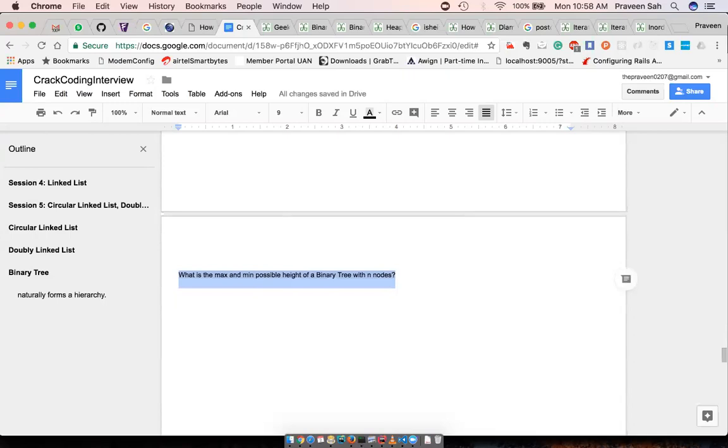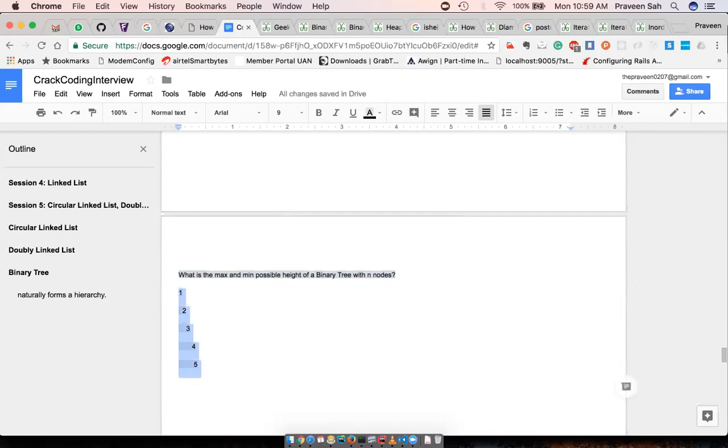Maximum of n minus 1. Maximum height will be n minus 1. In that case, all the nodes will be in a straight line, like a root has a right child, which has a right child, which has a right child. Every node has at most one child, no one has two children. In that case, we'll have a very skewed tree. Something like 1, and then 1 will have a right child 2, and then 2 will have a right child 3, and 3 will have a right child 4.